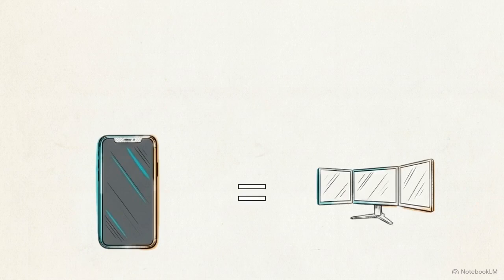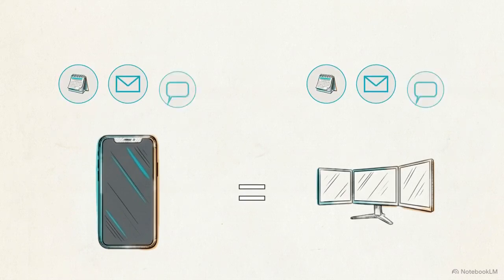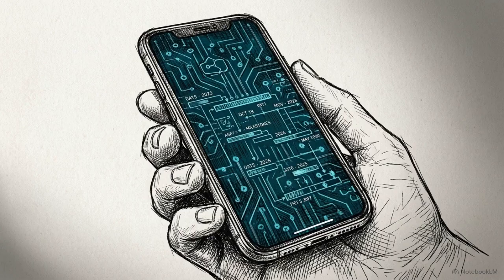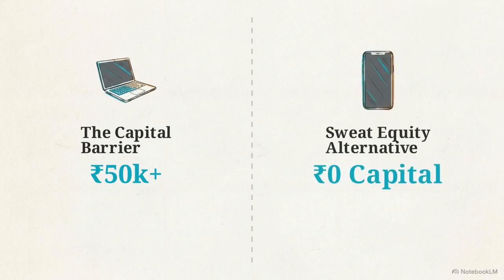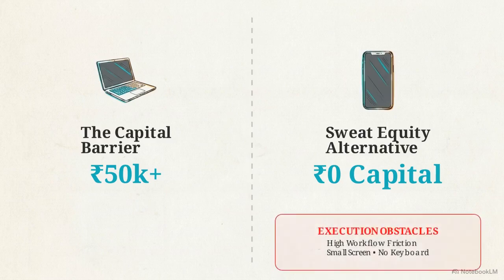However, a smartphone runs the same communication and management software as a professional workstation. When you shift the device from a tool for consumption into a production terminal, you unlock business models that don't depend on expensive hardware. Look at this trade-off. On the left, a traditional setup requires heavy upfront capital. On the right, operating entirely from mobile costs nothing, but you pay with high workflow friction.